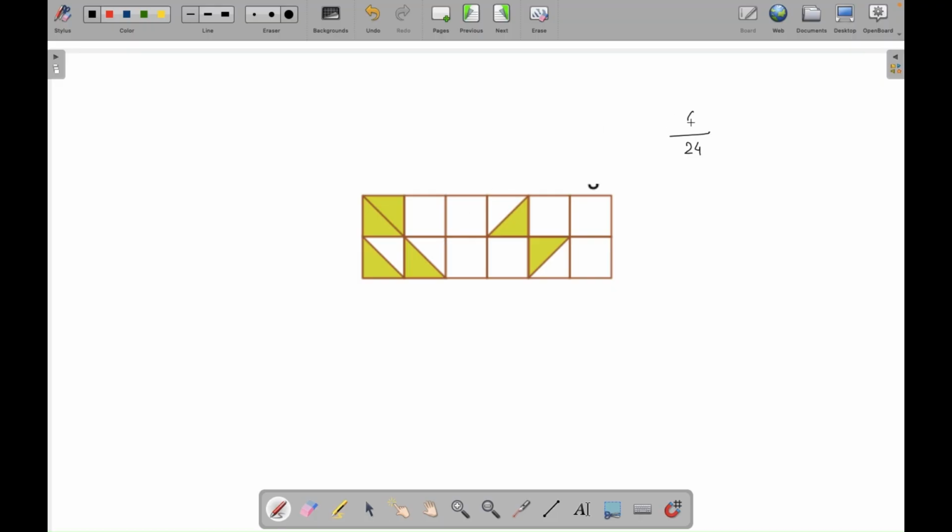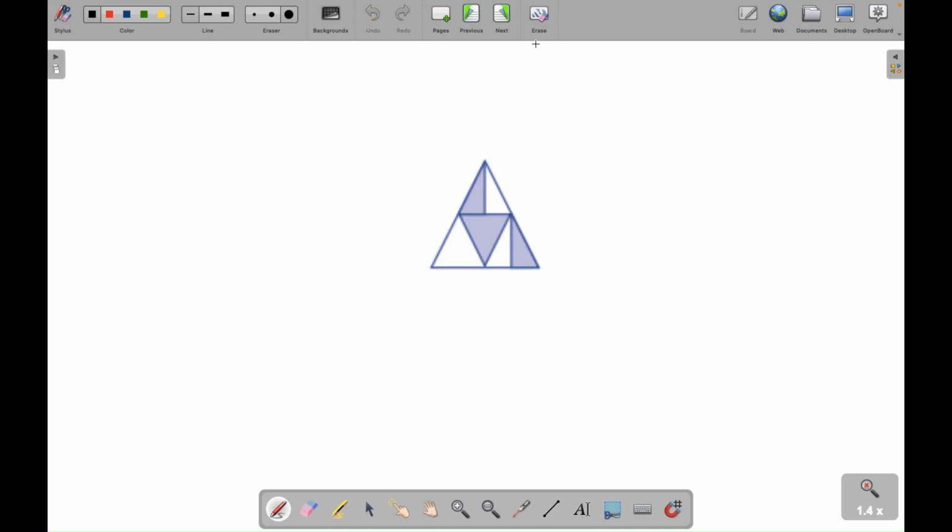So 6 by 24. Again, they have factors in common, so we simplify this. So 6 divided by 6 and 24 divided by 6. 6 divided by 6 gives us 1, 24 divided by 6 gives us 4. Okay. Next we have this figure.